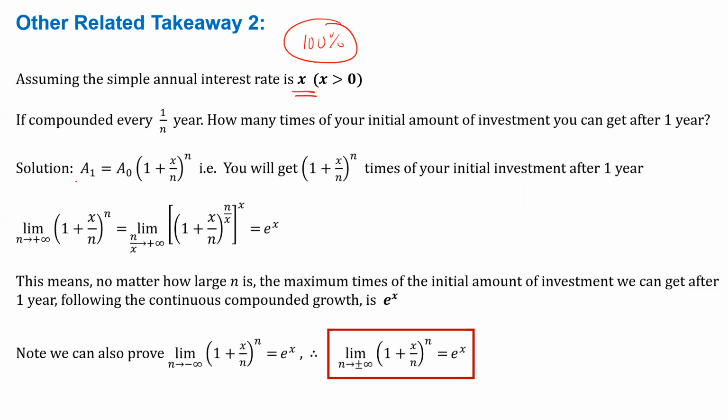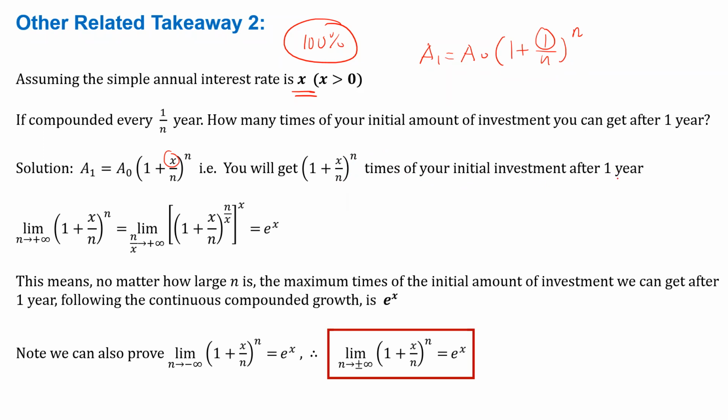Well, the solution is A1 now should equal A0 times 1 plus x/n raised to the power of n, right? Remember last time when x is 100%, A1 equals A0 times 1 plus 1/n to the power of n, right? If this number now is not 100%, which means it's not 1, but x, then you need to replace your 1 here with the x here, right?